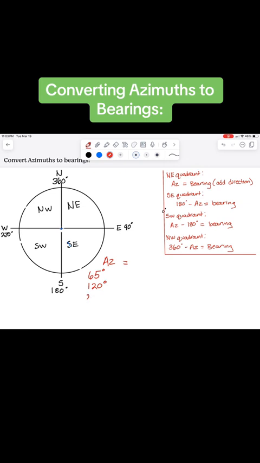All right, I'm going to give you guys a couple of practice problems here. Here's an azimuth in each quadrant. Feel free to compute these and leave a comment with your answers down below, and I will let you guys know if you're correct or not.